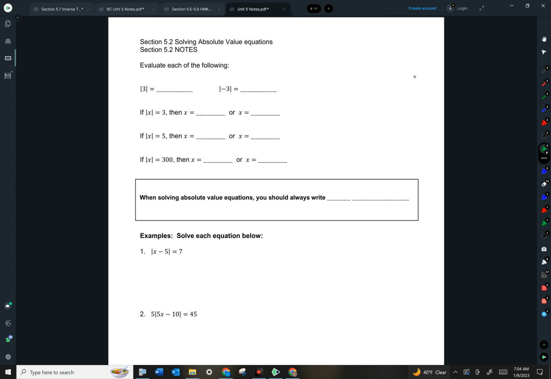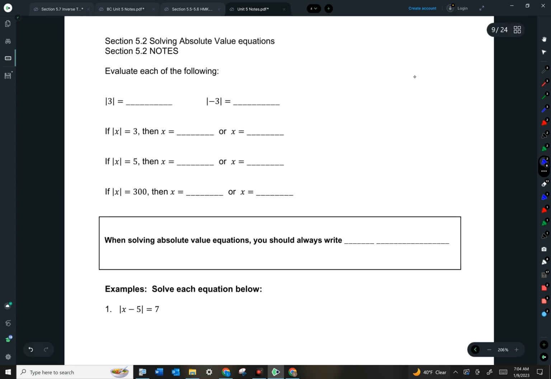Okay, so even earlier this year, we talked about absolute value and the idea that when you take the absolute value of something, it just makes it positive. So the absolute value of 3 is 3. The absolute value of negative 3 is still 3. So it doesn't matter what's on the inside, positive or negative. When you take the absolute value, it becomes positive.